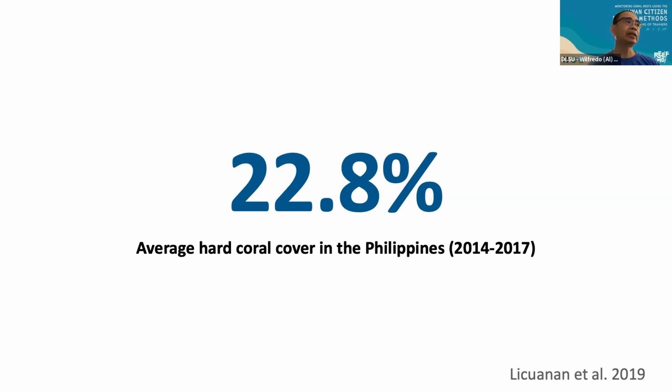The second number that we want you to remember is this one, 22.8. So this is the estimated hard coral cover in the Philippines during the NACRE, or National Assessment of Coral Reef Environments surveys. Okay. So 22.8, which means on average, since this is an average, ibig sabihin half of our reef survey sites have less than 22.8, and then the other half have more than 22.8.